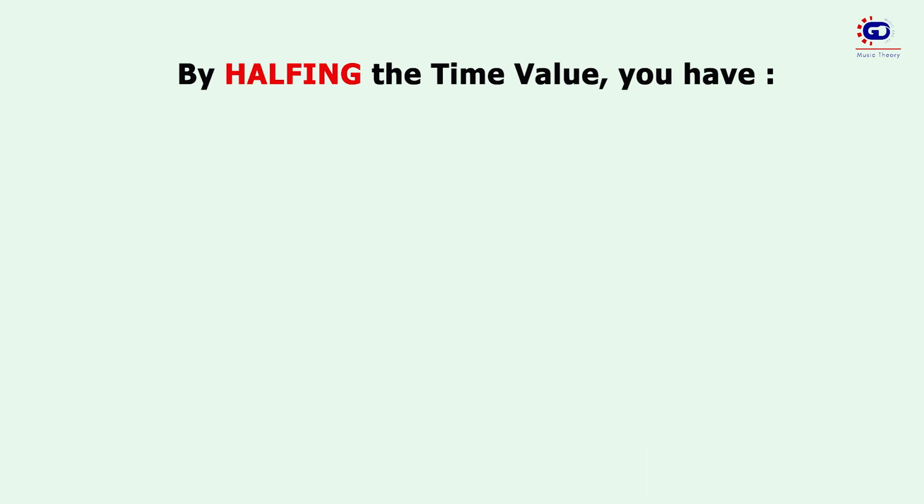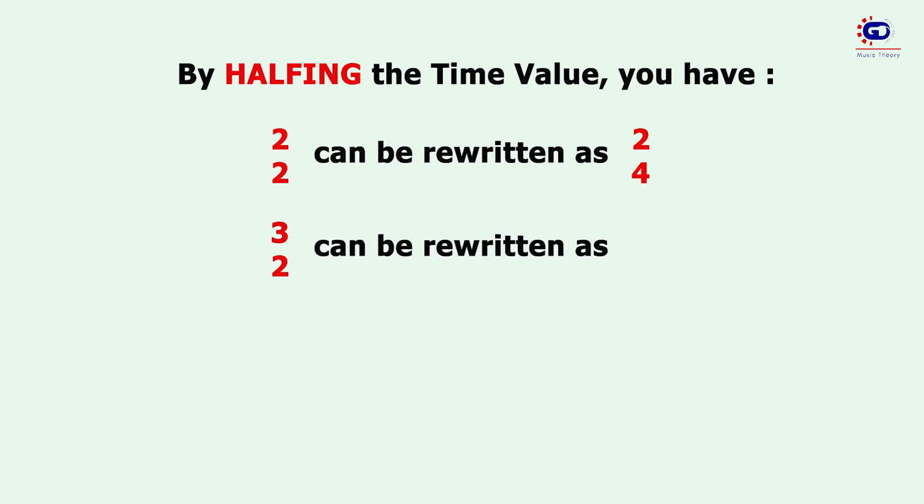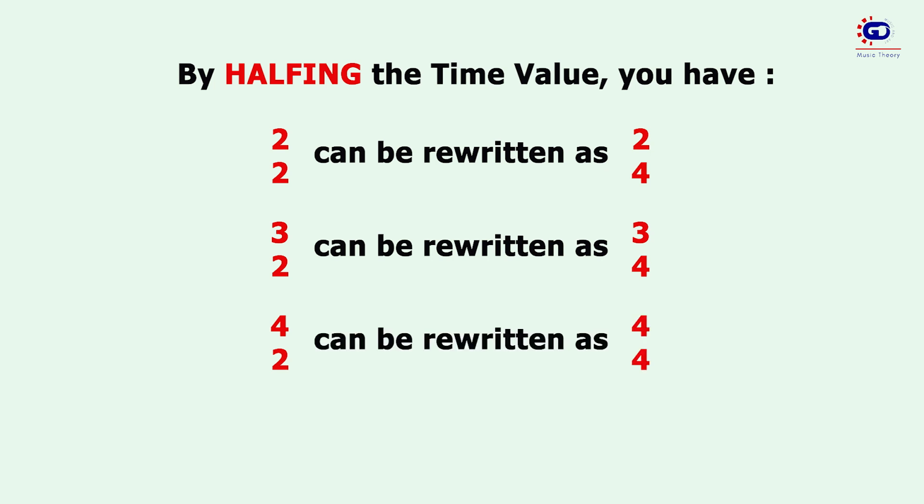Now when you halve the value of the time signature, from 2/2, half the value will now be 2/4. 3/2, half the value will become 3/4. 4/2 time signature, half the value will become 4/4 time signature. Then 3/4, half the value, can be written as 3/8.